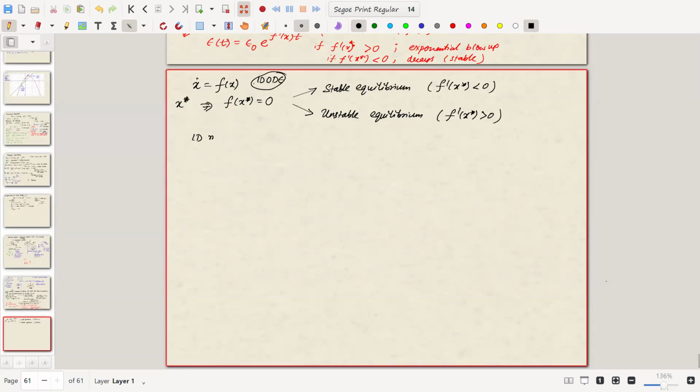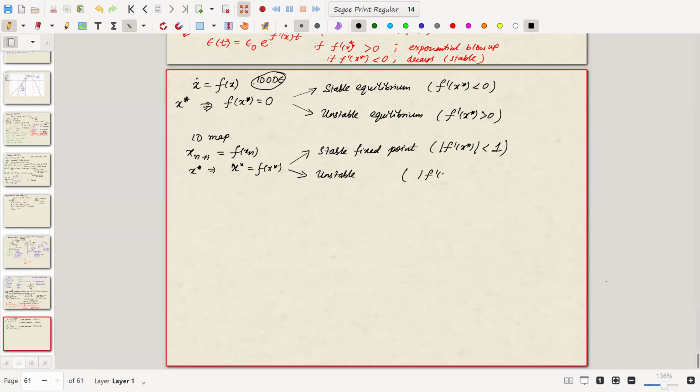In your 1D map, you had x n plus 1 is f of x n. Suppose x star is a fixed point. That means x star equals f of x star. To categorize this as stable or unstable, if it is a stable fixed point, then the modulus of f prime at x star should be less than 1. If it is an unstable fixed point, the modulus of f prime at x star should be greater than 1.